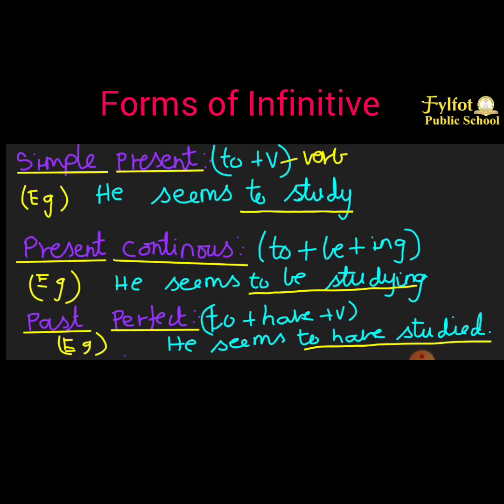So the verb changes according to the tense, and you add simply to before the simple present, and you add be and ing with the present continuous, and you add to have with the past perfect. So these are the forms of infinitive. Hope you are clear. So now let's see some sentences.